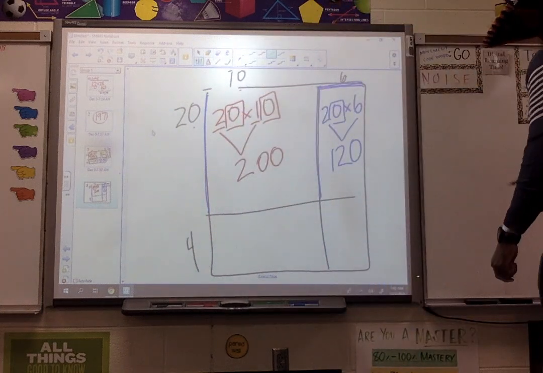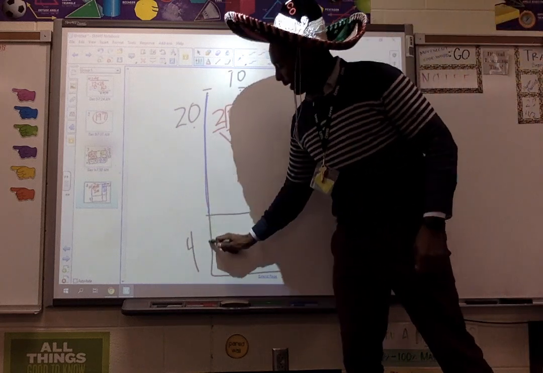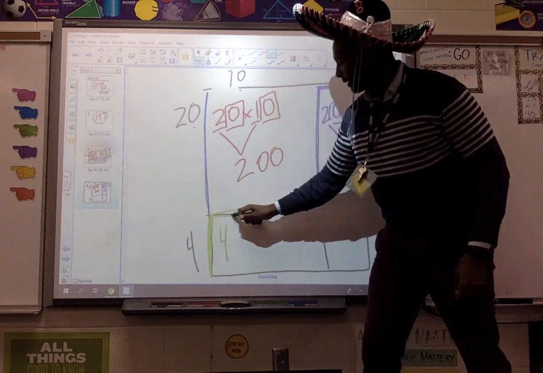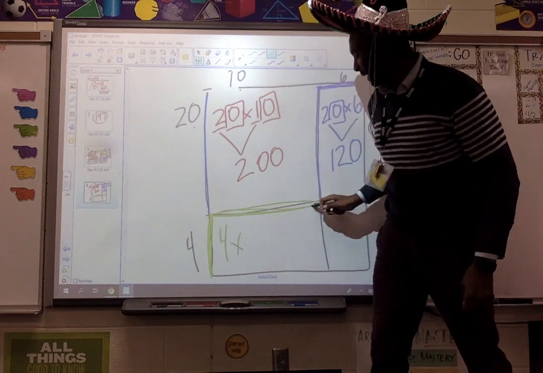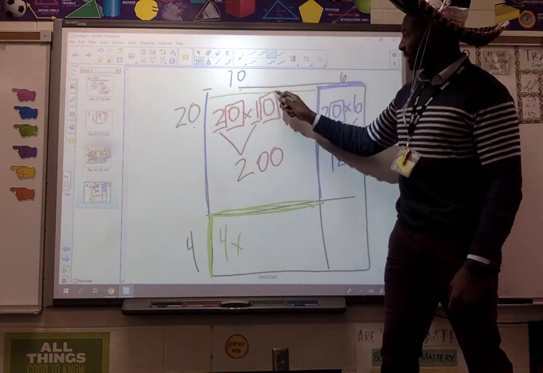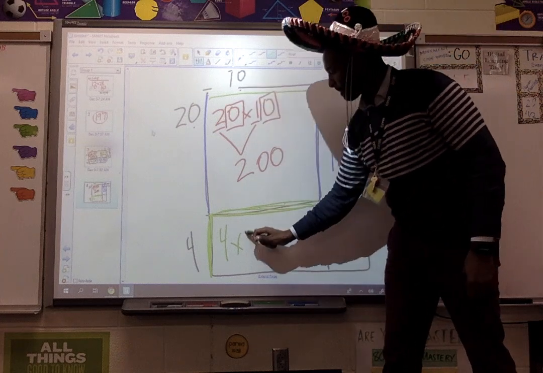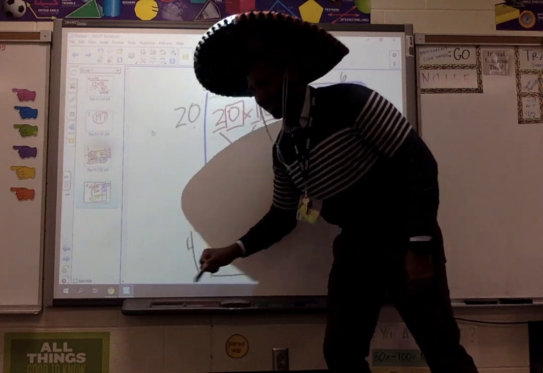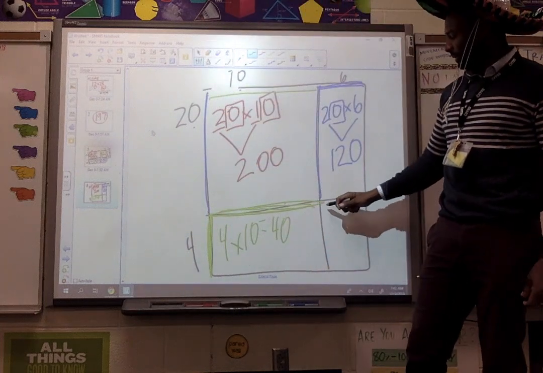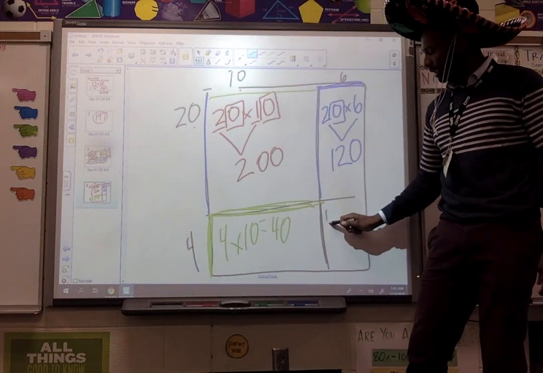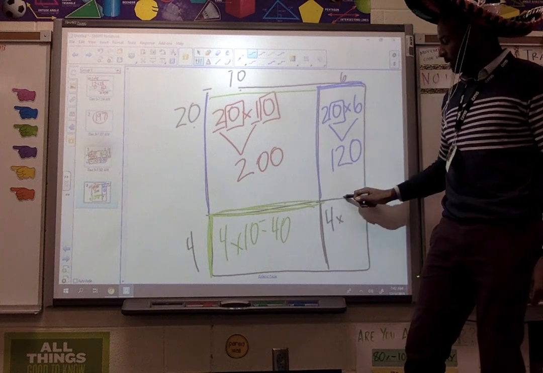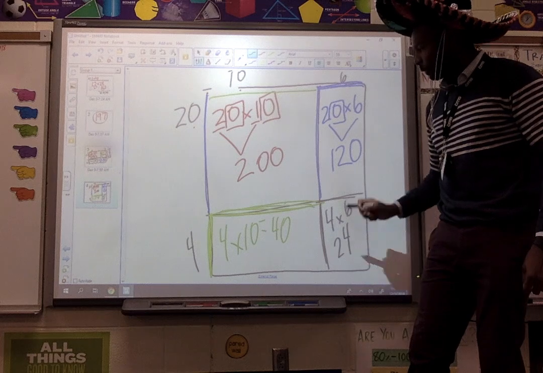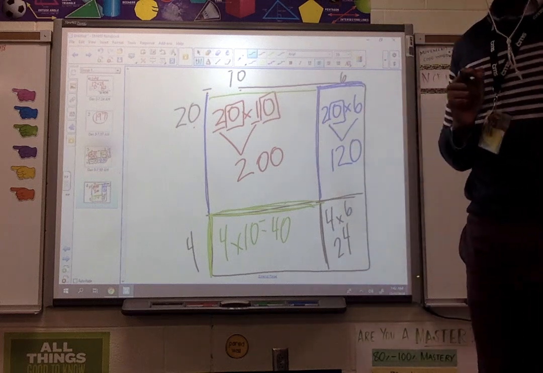Our next one. I've got a length of 4, a width, 4 times the same thing that's up here. So it's 4 times 10. Once again, we know 4 times 10 is 40. And let's do our very last box. Let's find the area of this one, which is 4 times 6 to make 24.